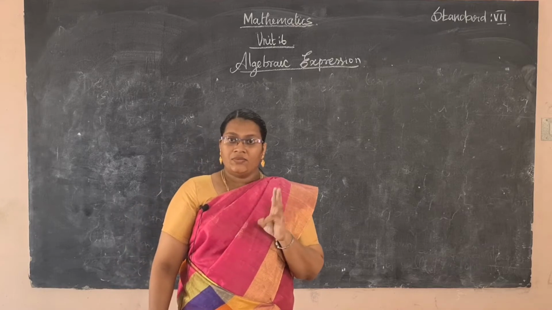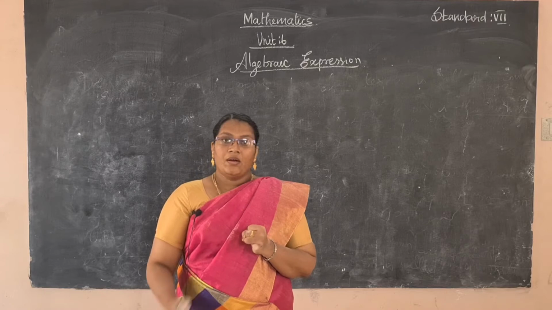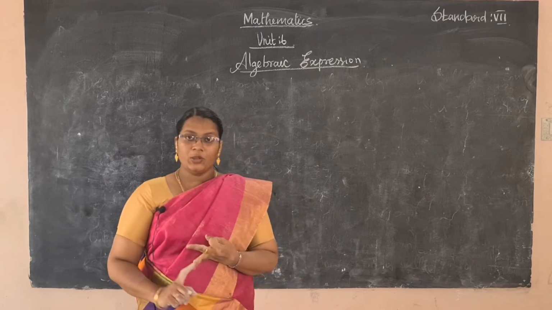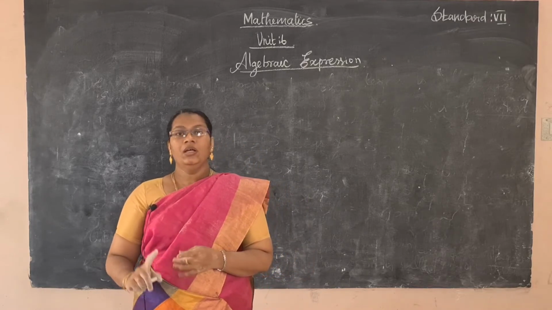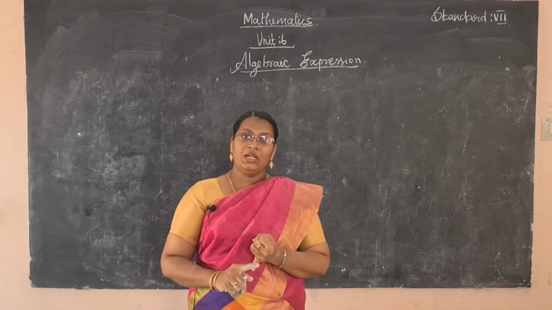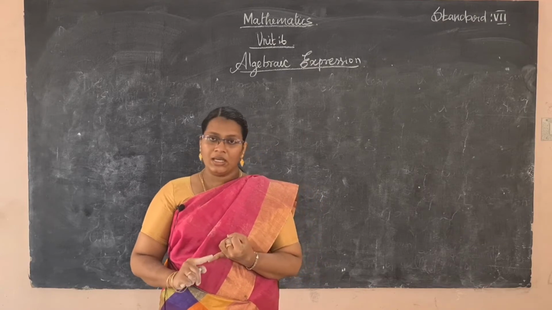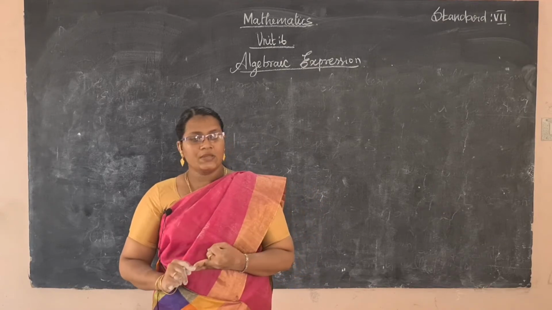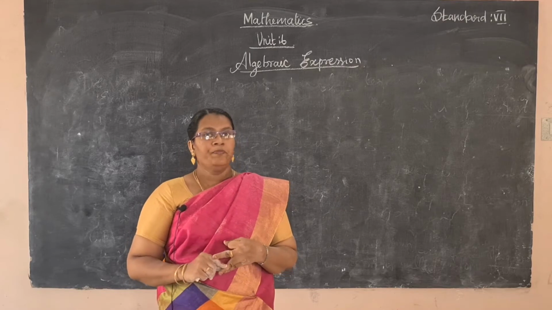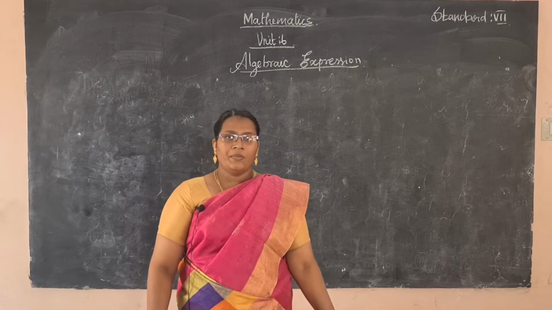It has 4 types. First one is monomial, second one is binomial, third one is trinomial, fourth one is polynomial. What is the definition of monomial? An algebraic expression that has only one term is called a monomial, 2 terms binomial, 3 terms trinomial, more than one term is called a polynomial.